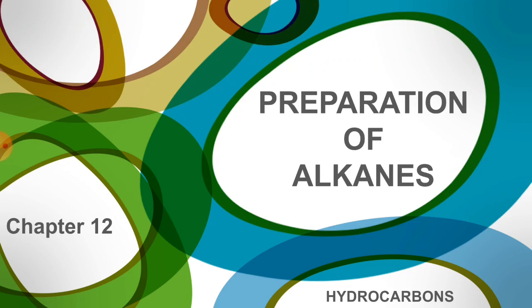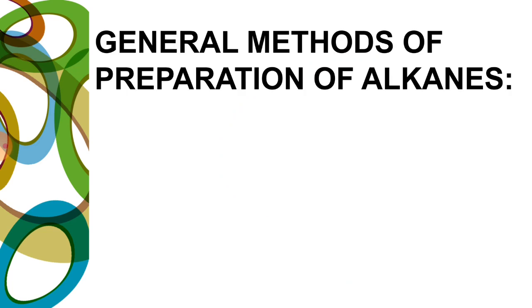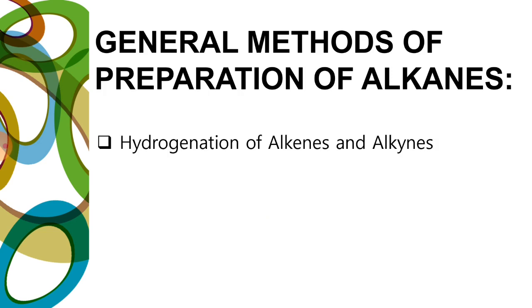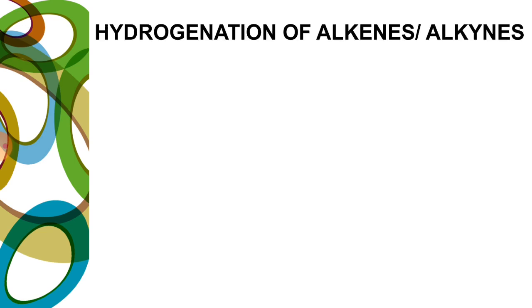In our today's lecture, we will discuss certain methods for the preparation of alkanes. There are two general methods for the preparation of alkanes, and those are hydrogenation of alkenes and alkynes, and reduction of alkyl halides. So let's discuss the first method, that is the hydrogenation of alkenes and alkynes.